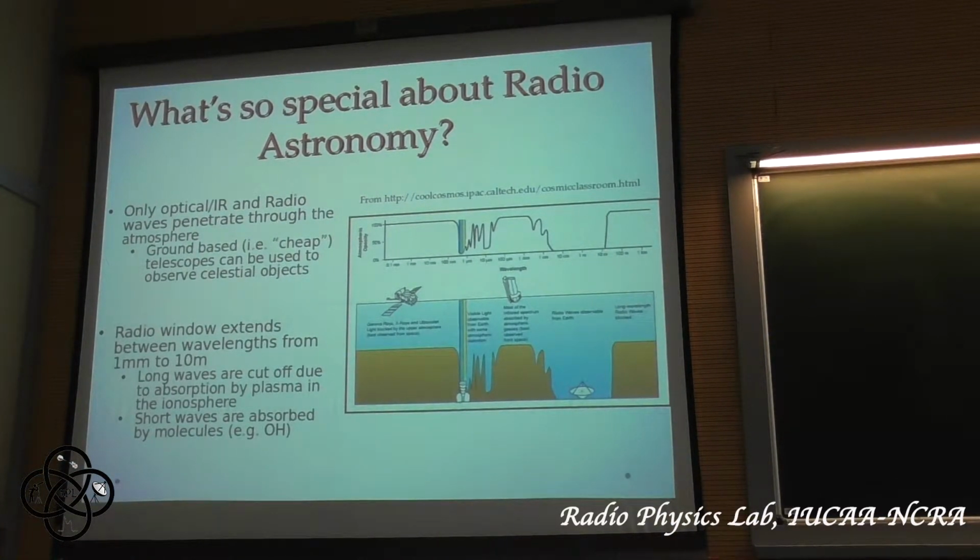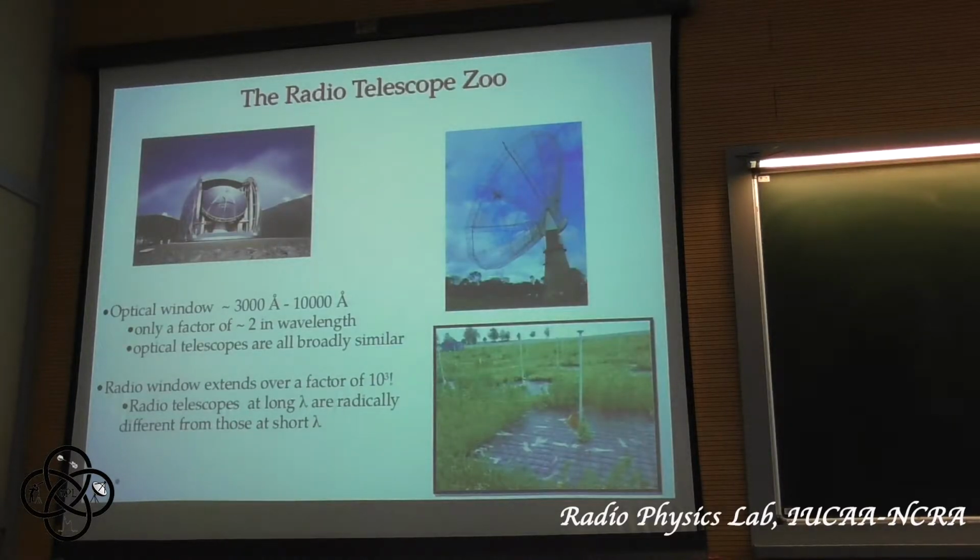And so because of this, the radio telescopes that you see are very, very different in their appearance, whereas all of the optical telescopes look more or less the same. At least if you were to just look at them, there will be fine details in the way in which they differ from one another. But in the radio telescopes, that's not the case. And let me show you now a zoo of radio telescopes.